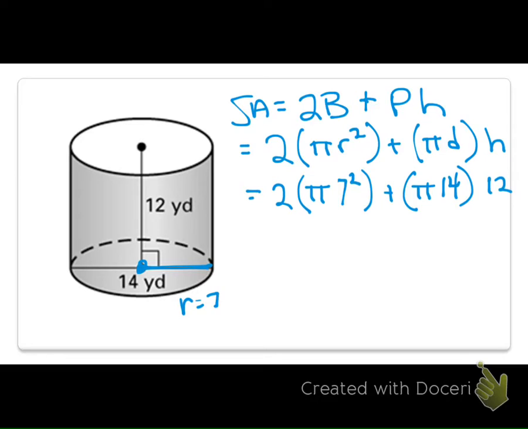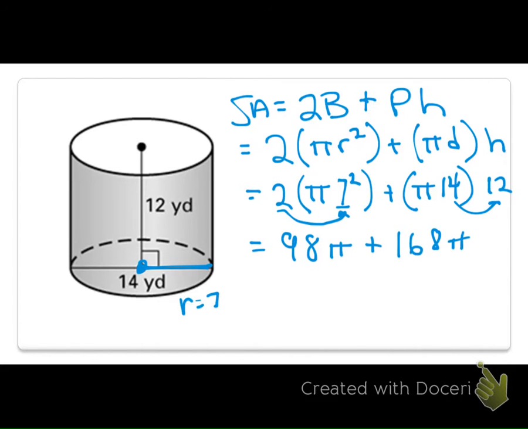So now I'm going to take care of some numbers here. I know 7 squared is 49, and I'm going to go ahead and multiply 7 squared times 2 and get my 98. So I'm going to have 98 pi plus, I'm going to do the same thing here, do 14 times 12, and that's going to give me 168 pi.